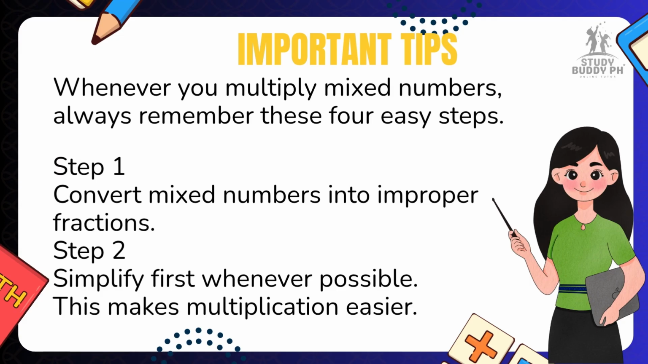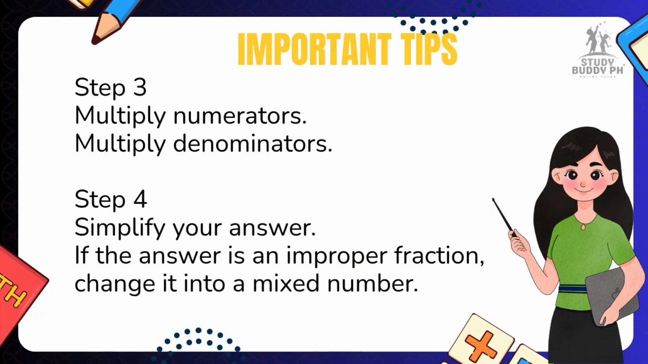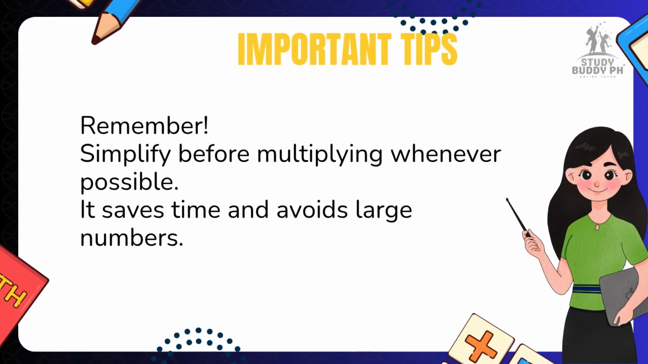Important tips. Whenever you multiply mixed numbers, always remember these 4 easy steps. Step 1. Convert mixed numbers into improper fractions. Step 2. Simplify first whenever possible. This makes multiplication easier. Step 3. Multiply numerators. Multiply denominators. Step 4. Simplify your answer. If the answer is an improper fraction, change it into a mixed number. Remember, simplify before multiplying whenever possible. It saves time and avoids large numbers.